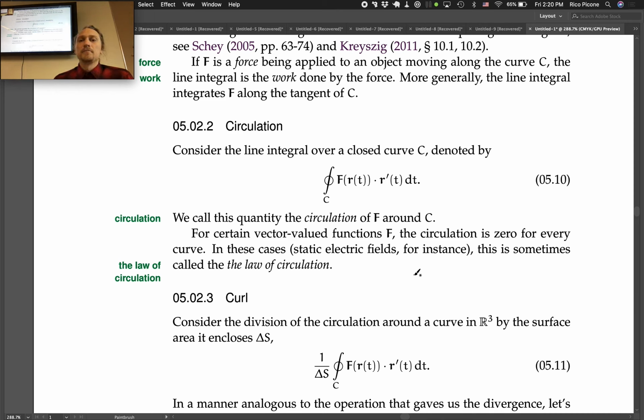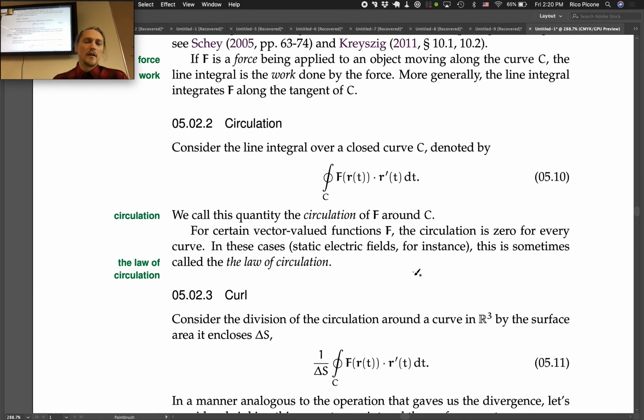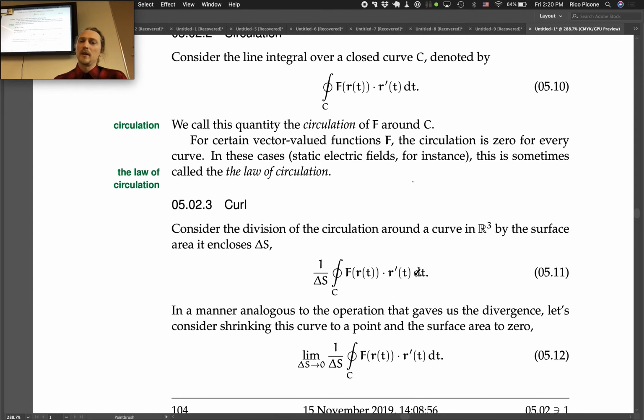Okay, the continuity equation gives us a governing equation. This line integral, the circulation, especially when it's equal to some quantity that we know from some physical principle, like the fact that it's 0 for a given field, gives us another governing equation for that physical system. So in those cases when it's equal to 0, for instance, sometimes we call it the law of circulation. It's not a super common term, but Schey uses it, and I think some other sources do as well.